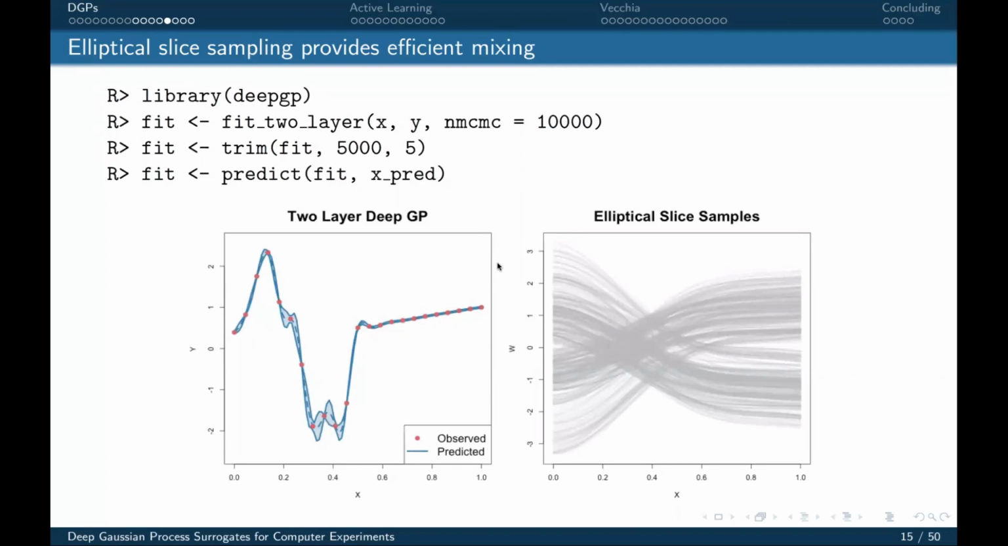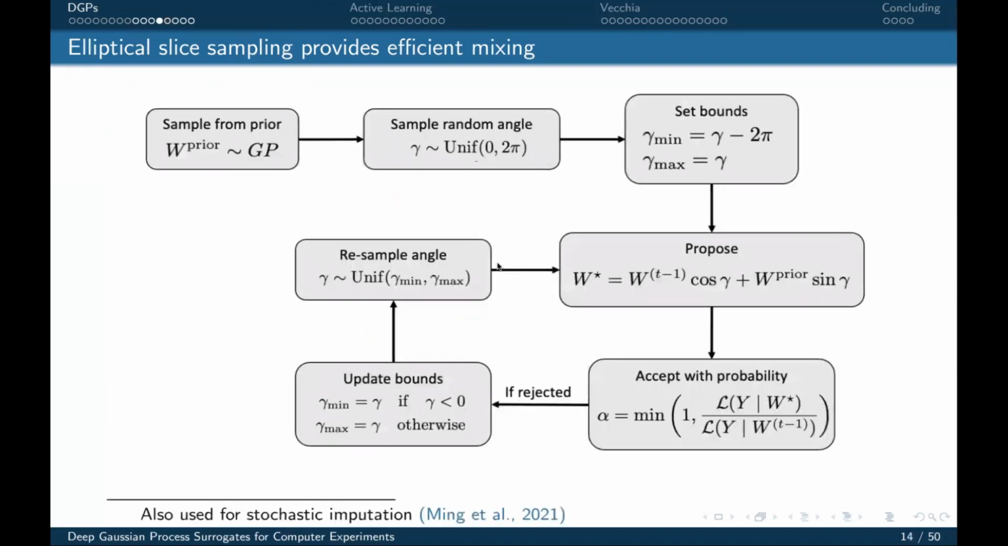I also have a question about this. For this elliptical slice sampling, it looks quite similar to the MH algorithm, Metropolis Hastings algorithm. What's the specific reason? Because your algorithm already has the MH to learn the hyperparameters. What's the advantage of using this one instead of the MH?